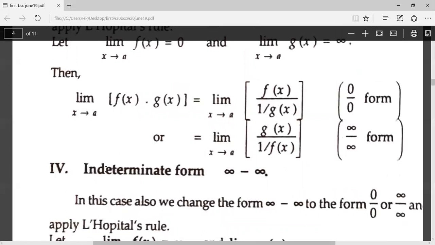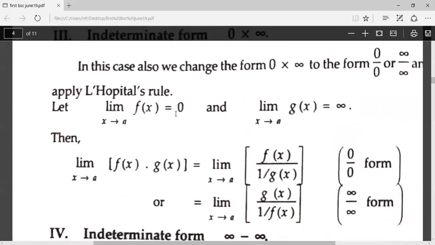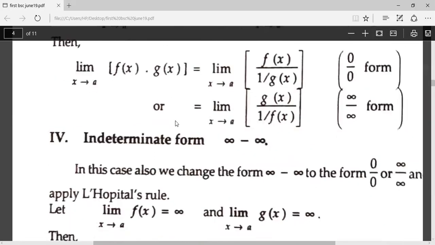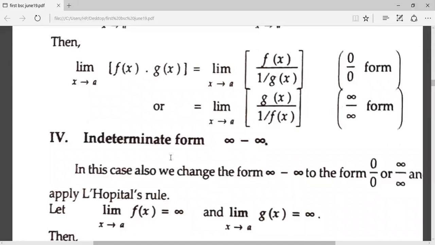Next, before working problems on this 0 into infinity, let us have some more indeterminate forms and we'll work the problems at the end on all of this. So the indeterminate form infinity minus infinity. In this case also we change the form infinity minus infinity to the form 0 by 0 or infinity by infinity, and then we apply L'Hospital rule. Remember, infinity minus infinity is also an indeterminate form.